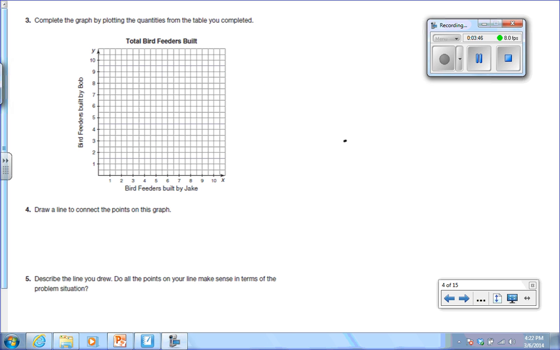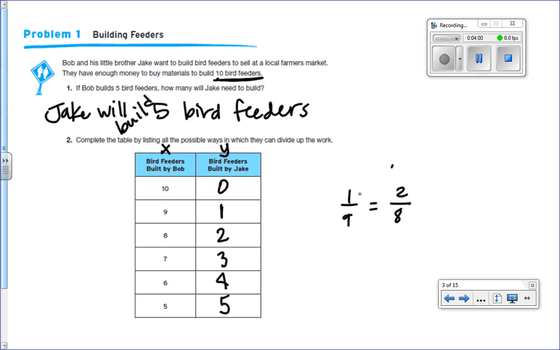So the next part, part 3, complete the graph by plotting the quantities from the table you completed. So this is pretty straightforward. We're taking the table that we just created, and we are going to plot the points of data. We're looking at each one of these like an ordered pair. Again, the X is the first column, and the Y is the second column. So our first point is going to be 10, 0. Our second point is going to be 9, 1. And our third point is going to be 8, 2. So I'm going to do those first 3 points with you, and then I'm going to ask you to complete.